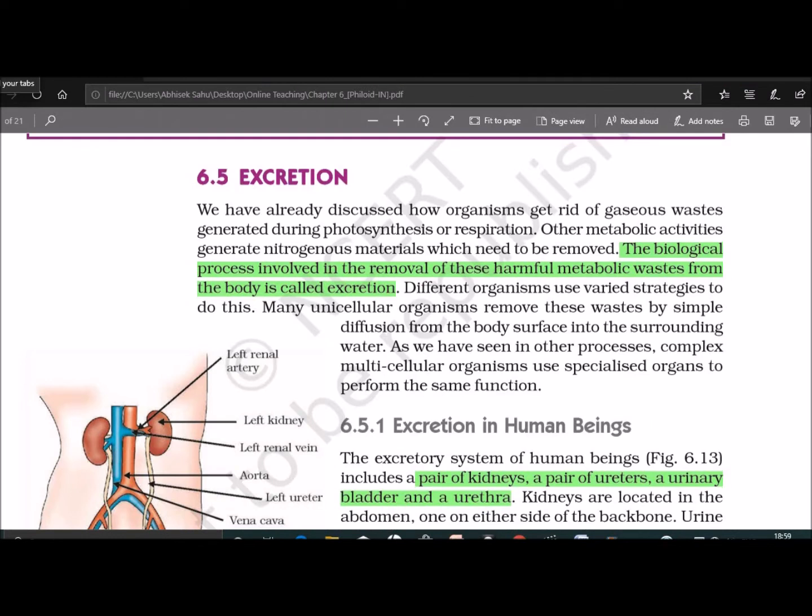Our next topic is excretion. Excretion is a biological process of elimination of harmful metabolic waste products from the body of an organism. The mode of excretion is different in different organisms. Many unicellular organisms remove this waste by simple diffusion from the body surface into the surrounding water, while complex multicellular organisms use specialized organs for excretion.